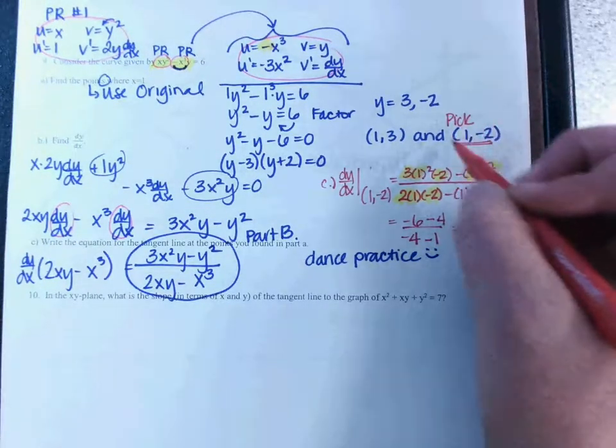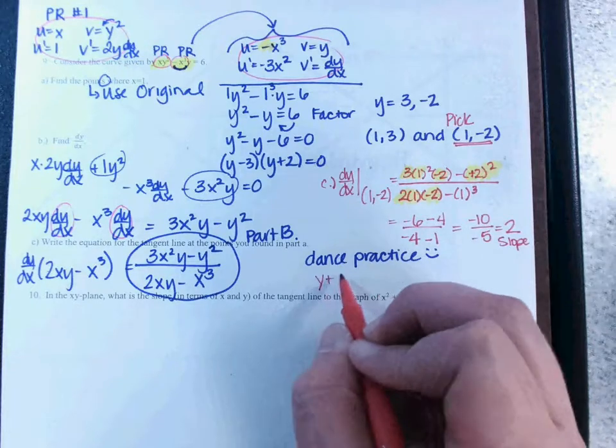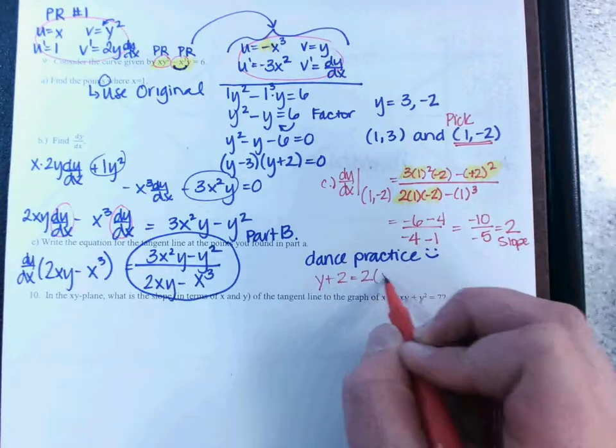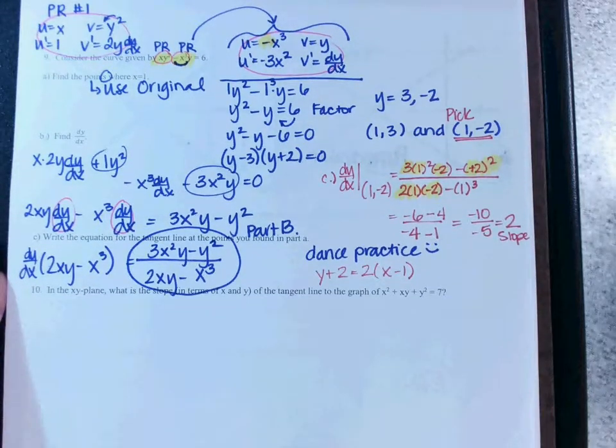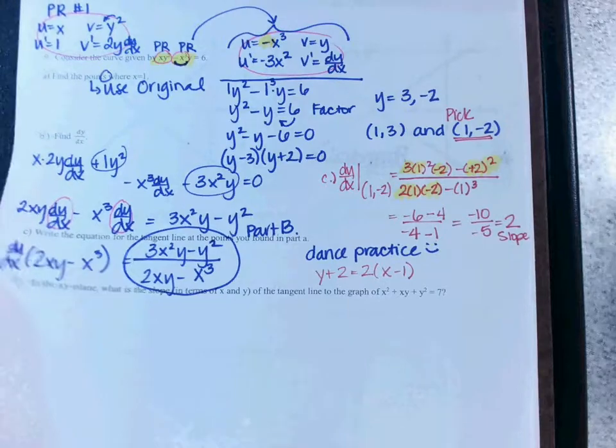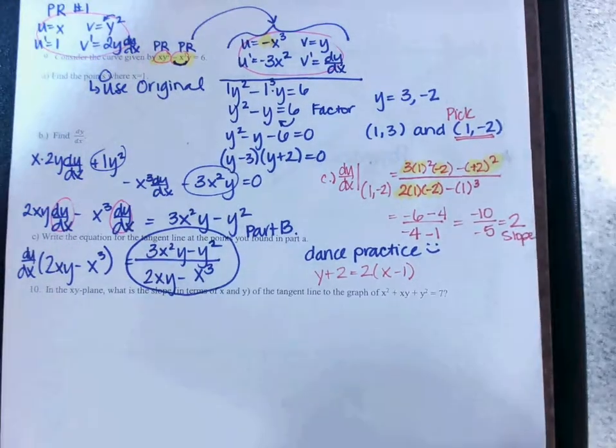So remember, I'm choosing this one, so it'd be y plus 2. 2 is my slope, x minus 1. Okay? Great. All right, so hopefully that wasn't too bad. Go ahead and turn the page, please.